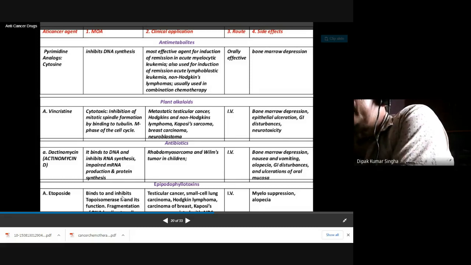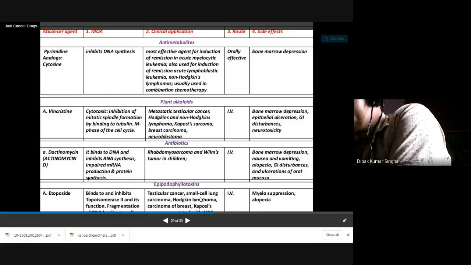Etoposide binds to and inhibits the topoisomerase 2. Etoposide is used in testicular cancer, small cell lung carcinoma, Hodgkin disease, IV, and most. These are the myelosuppression and alopecia.